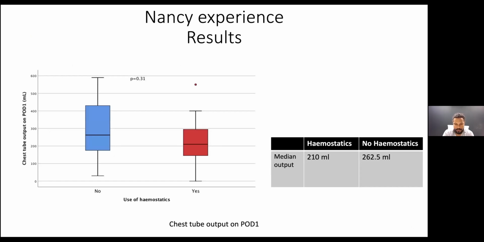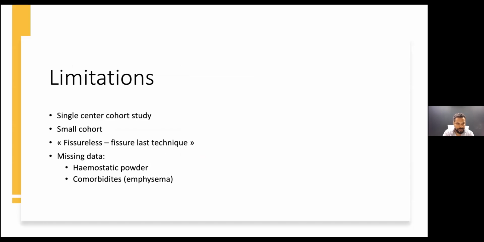There was a trend toward lower chest tube output in case of the use of hemostatic powder, but without significant difference. But again, probably too much missing data and too small groups. So of course, this study has limitations. It's a single center cohort study, with a low level of evidence, since the groups are not randomized. It's a small cohort, and the impact of the learning curve in the sealant group cannot be excluded.